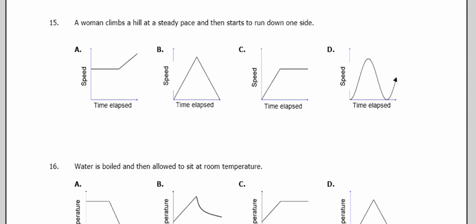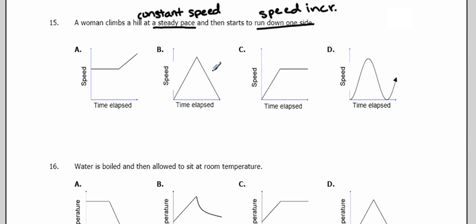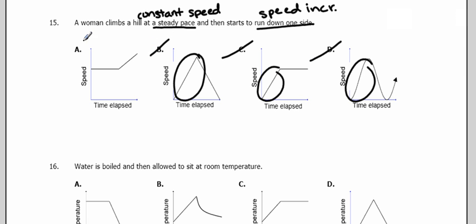15. The woman climbs a hill at a steady pace, and then she starts to run down one side. Your graphs are all speed and time, so we need to think about speed. A woman climbs a hill at a steady pace. So this tells me she has a constant speed. And then she starts to run down one side. If I'm running, that tells me my speed is increasing. Well, if I look at these answer choices, B is not constant at the beginning, neither is C or D. So that leaves me with A.